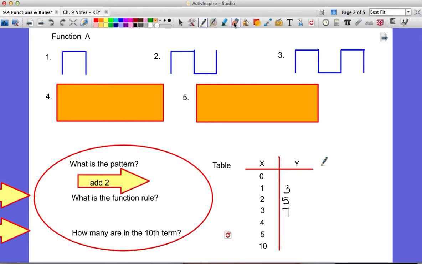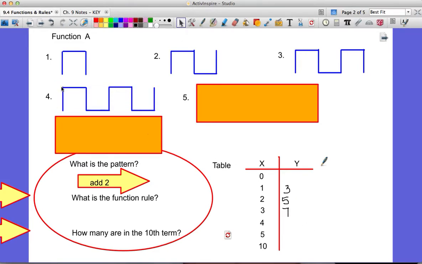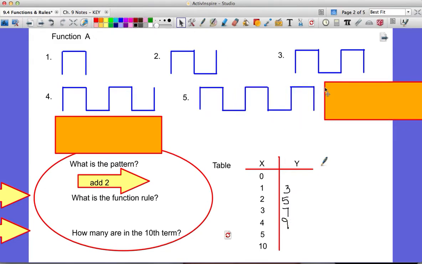And we know that our next figure should have, if the last one had 7, the next one should have 9. 1, 2, 3, 4, 5, 6, 7, 8, 9. Okay, so the fourth figure does have 9 line segments. And then the next figure following the pattern should have 11. 1, 2, 3, 4, 5, 6, 7, 8, 9, 10, 11.